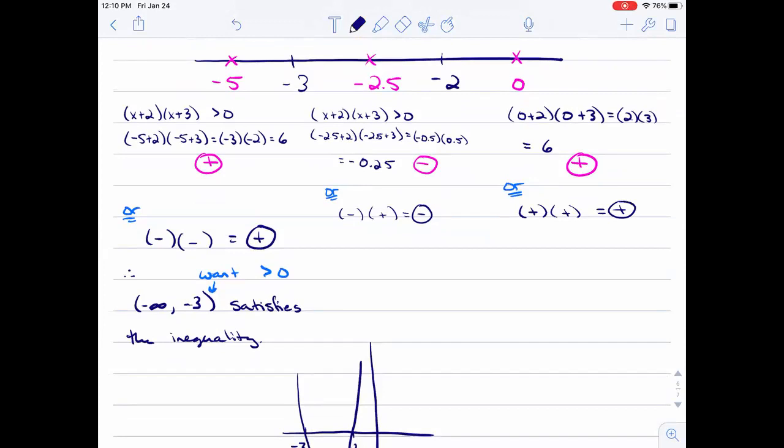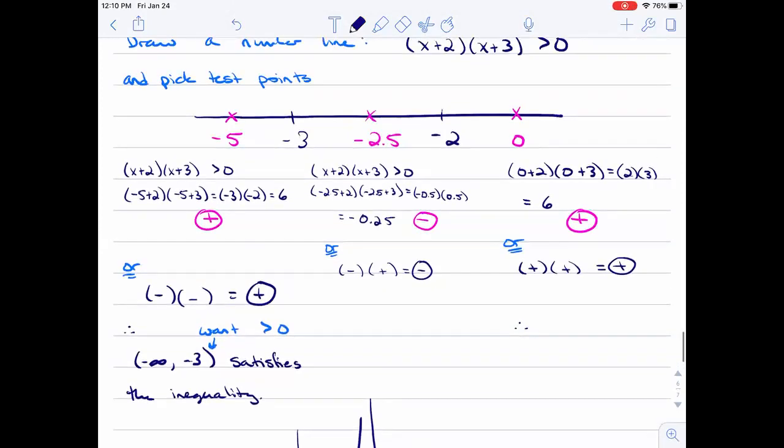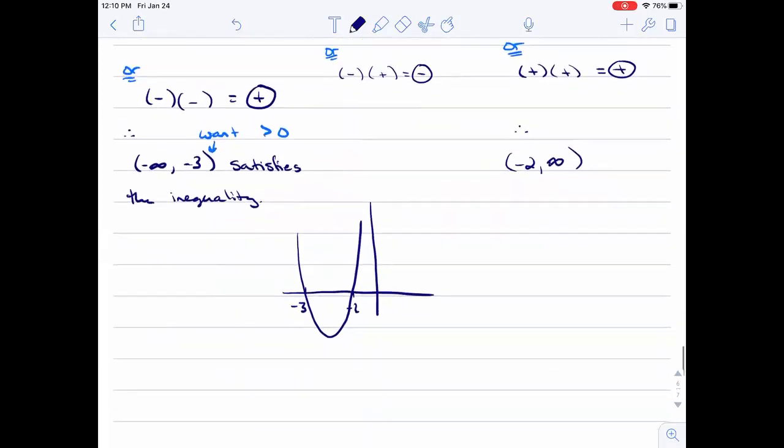Right, and so now this satisfies the inequality. So therefore, if we have to write this in interval notation, from negative 2 up to positive infinity satisfies the inequality.